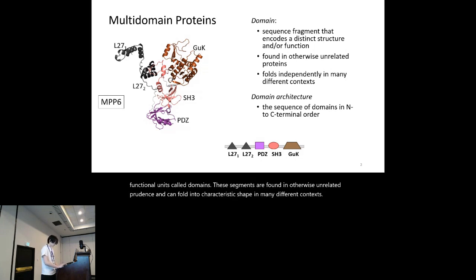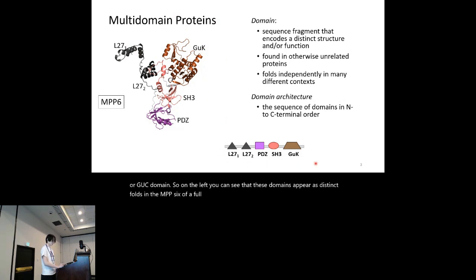For example, this is the MPP6 protein, which contains 5 domains: 2 L27 domains, a PDZ peptide recognition domain, SH3, and a catalytically inactive guanylate kinase, or GLBIO domain. So on the left, you can see that these domains appear as distinct folds in the MPP6 AlphaFold structure.